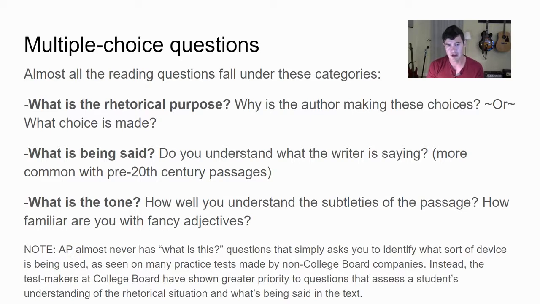multiple choice practice packets they've put out, they have reduced the amount of those type of questions. So in the quiz that I'm going to be giving to my students, I am also reducing the amount of those type of questions that I'll be asking. I'll note that AP almost never has "what is this" questions that simply ask you to identify. For example, they're not going to ask you, is this an example of alliteration or logos or ethos? They almost never do that anymore.